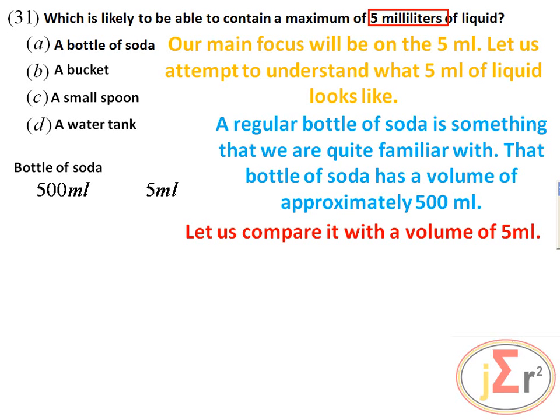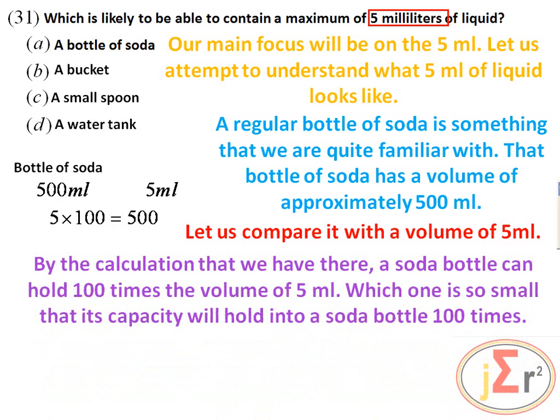It is very clear that what we have here is 500 and just 5. So one is 100 times the other. Yes. So 5 times 100 is equal to 500. By the calculation that we have there, a soda bottle can hold 100 times the volume of 5 milliliters. Right, so a soda bottle can hold 100 times the volume of 5 milliliters.